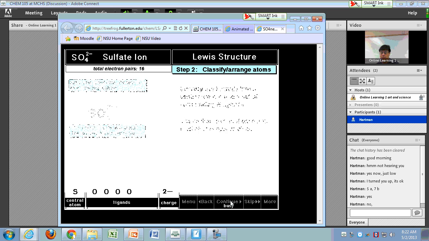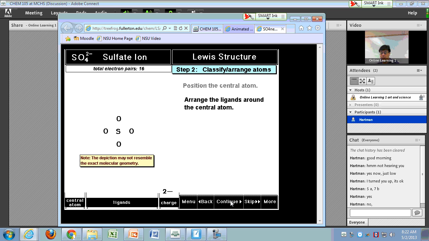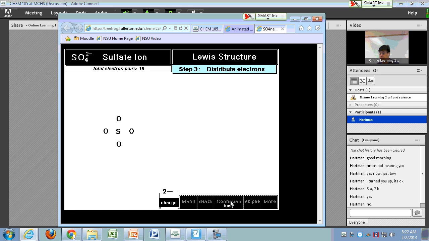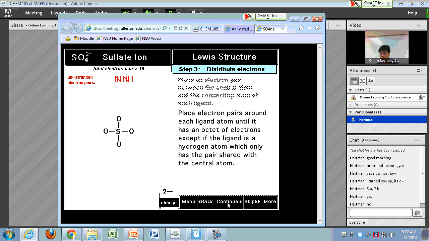You could call this the type AB4: 1 atom surrounded by 4 others. You position the central atom, and you arrange the ligands, the terminal atoms, around the central atom. So you have 16 pairs to distribute. You form 4 single bonds around the central atom, and then you give each of the ligands an octet. That oxygen atom gets an octet, and this last oxygen atom gets an octet. And then you hit continue.